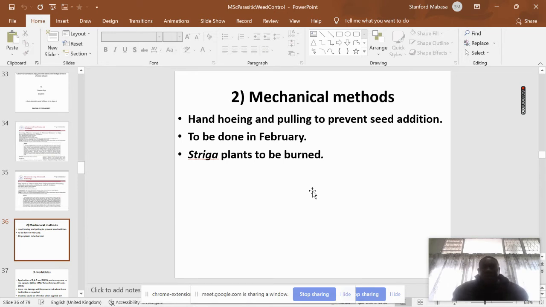However, in the long term, we expect probably the situation may improve. But remember, striga seeds could stay in the soil for 20 years. So with these methods, we are expecting a very long-term approach with mechanical control methods so that you see the impact.